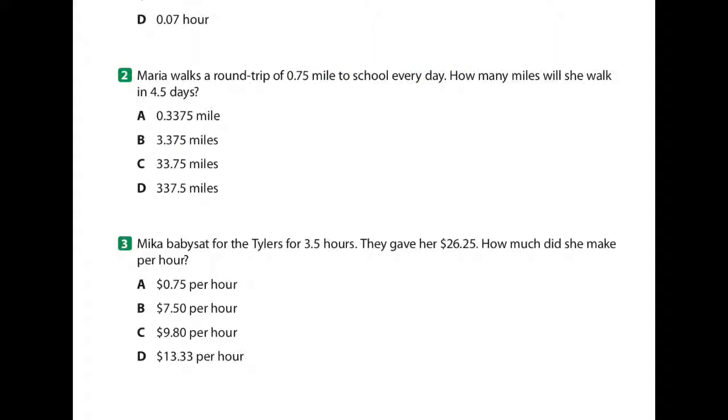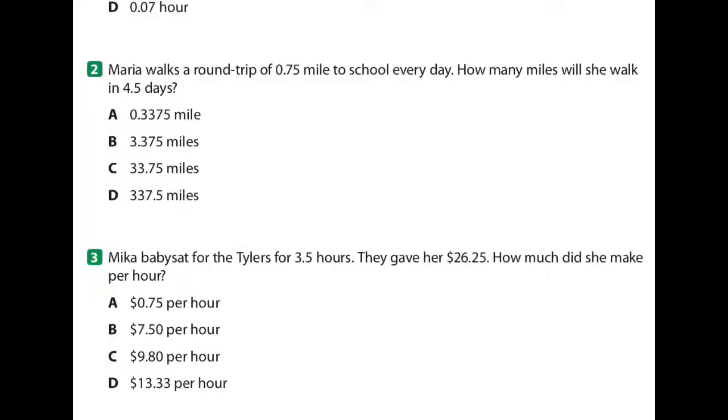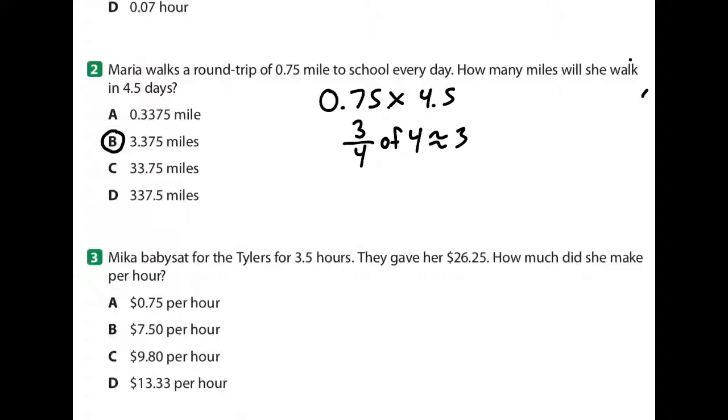Now, let's start. I'm going to take 0.75 and I'm going to multiply that by 4.5. Now, if I were estimating this, here's what I would say. I know 0.75 is 3/4, and 4.5 is about 4 or 5. I'm not going to say 4 because it makes the math easier. And 3/4 of 4 is 3. So when I look at my answers, there's really only one answer that's close to 3. So it's got to be B.